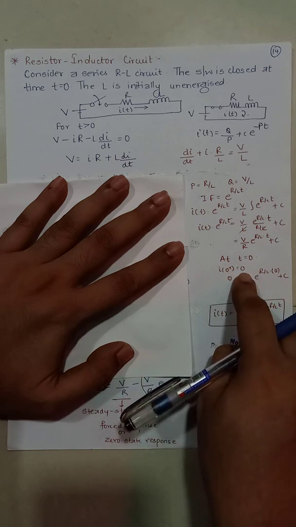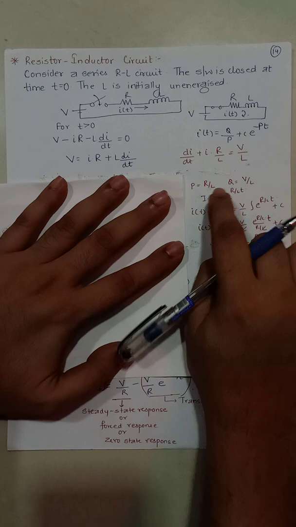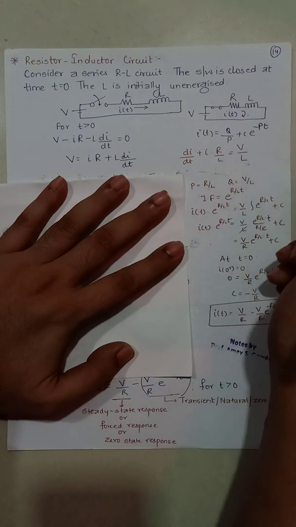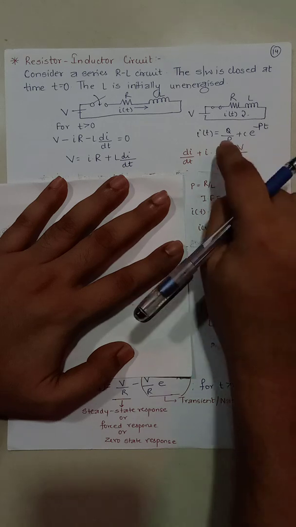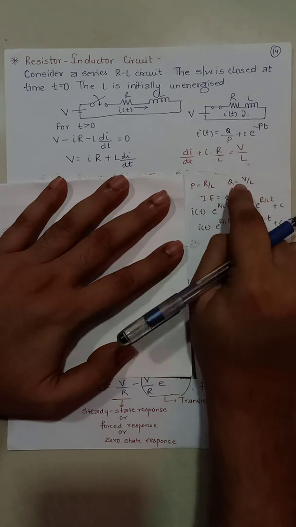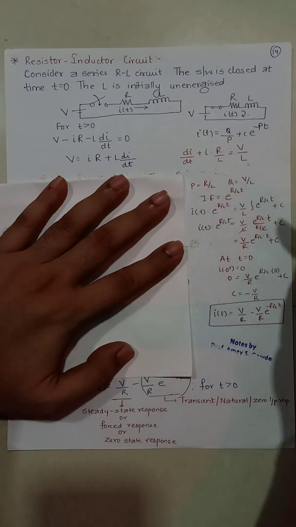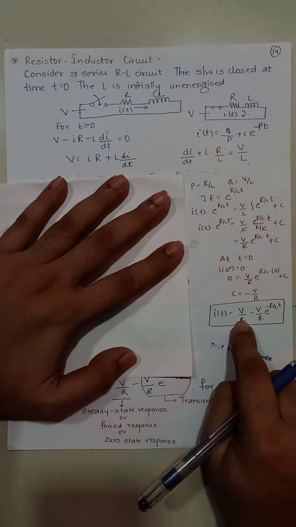We know it is 0. You know Q and you know P. Substitute in this equation. So you will get Q by P as V by R, as you have got here.